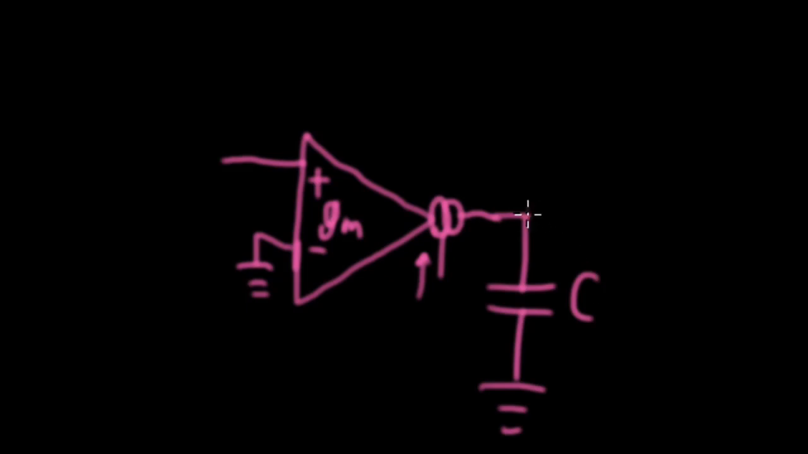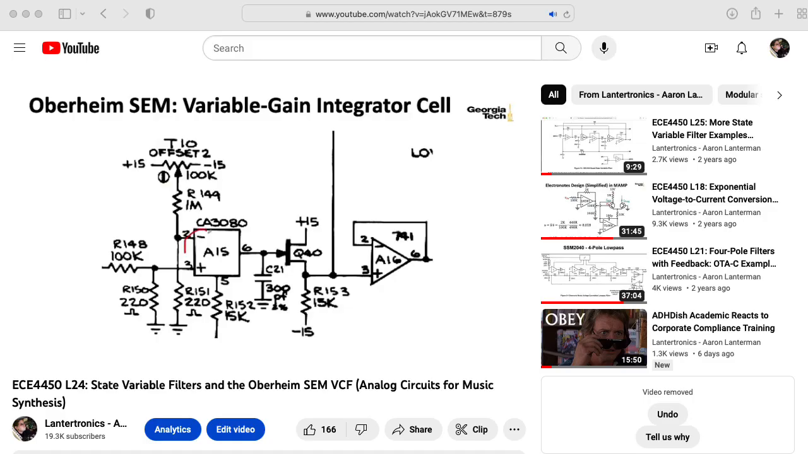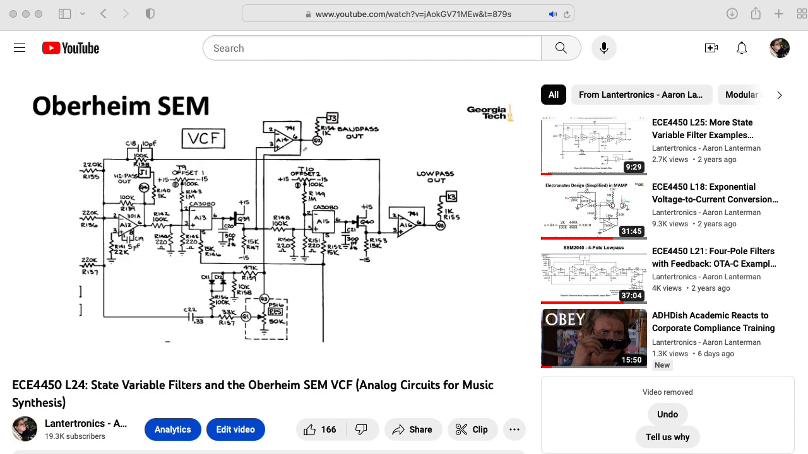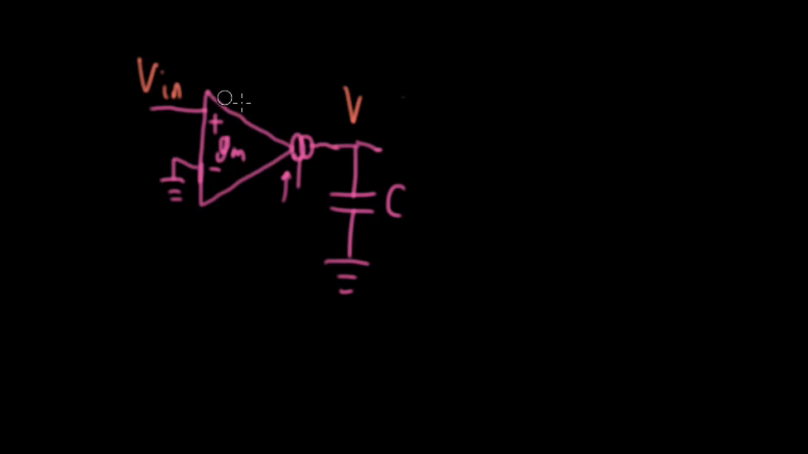Now, if I were to look at the output here in terms of the voltage and think about putting an input voltage here, this looks like an integrator with variable gain, like you might see in a state variable filter in something like the Oberheim SEM filter. But I'm not going to use it like that.